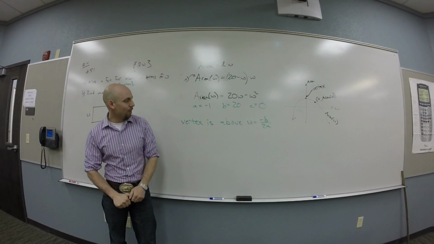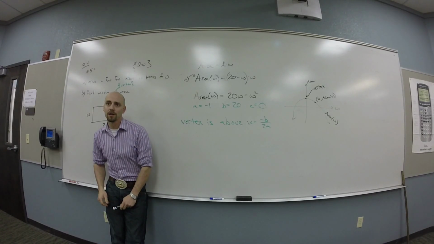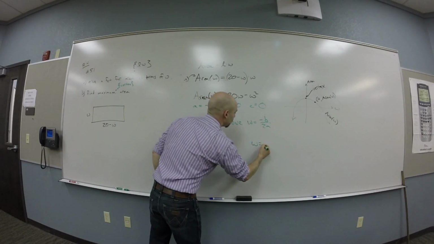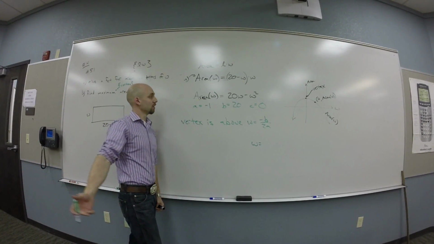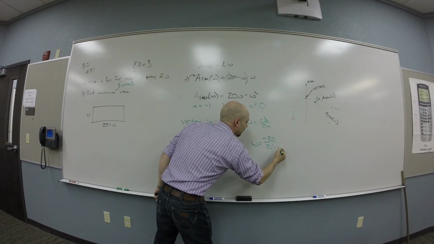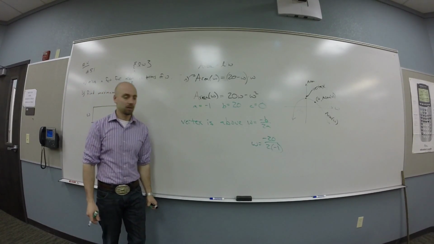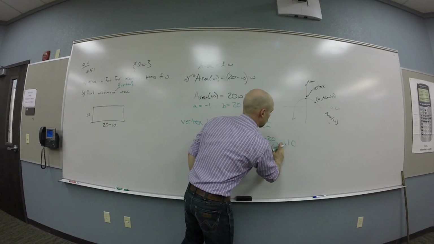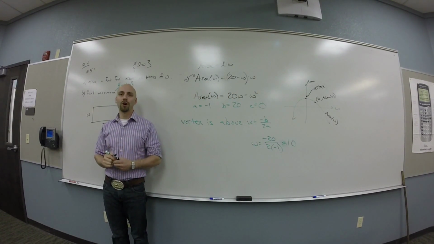Okay, so I remember that the vertex is above w is negative b over 2a. So the vertex is above w equals what? Negative 20 over 2 times negative 1. So that's 10. That's the x coordinate. Yeah, and this is a w coordinate, right?